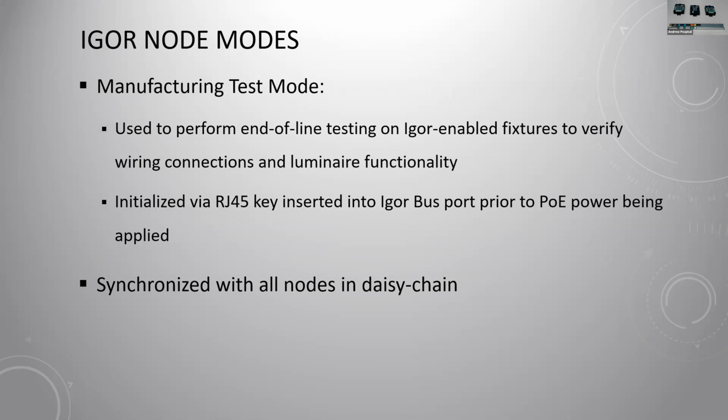Looking at some of the different modes that our nodes will operate in, one that really applies to lighting fixture OEMs is the manufacturing test mode. This really allows them to do end-of-line testing to verify that the wiring between the fixture and the node is correct, that there aren't any issues with that light engine, that, if it's a tunable white fixture, the colors aren't switched, etc. So that's all implemented via a simple RJ45 key that gets inserted into the Igor bus port.